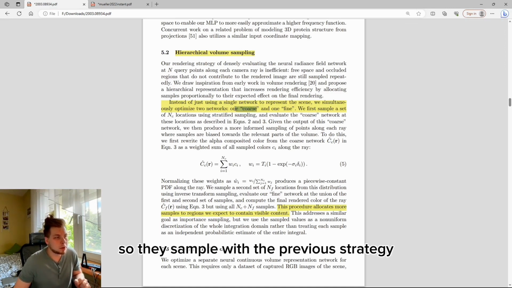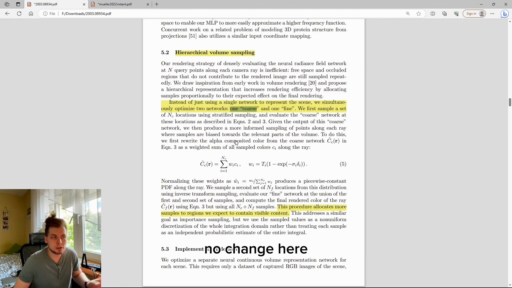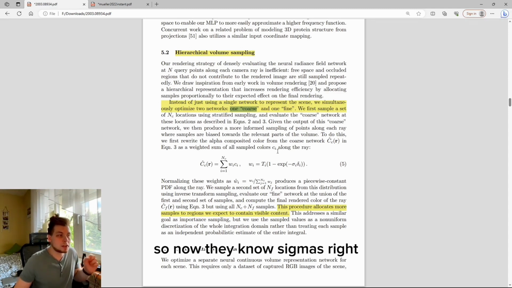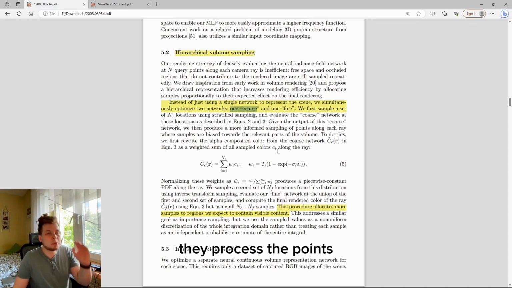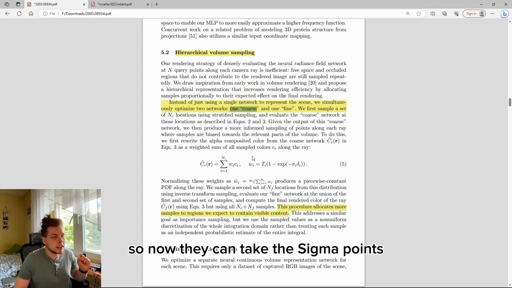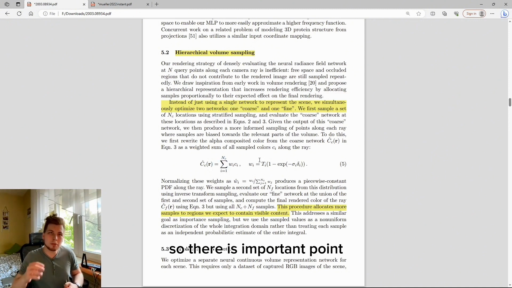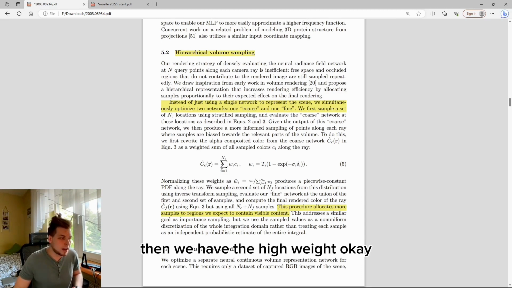So they sample with the previous strategy, no change with this strategy. And then they use the points they sample, so now they know sigmas, right? Because they sample points, they process the points, and they get sigmas back. So now they can take the sigma points and calculate the weights such that wherever there is high sigma, there is an important point that we should really consider, right? Then we have the high weight, okay?